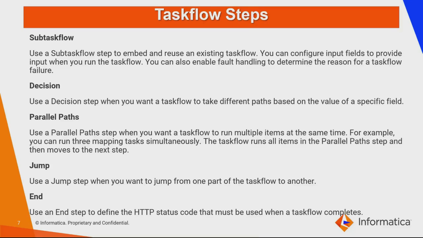Next is jump step. Jump step is similar to a go-to statement in programming, to pass the control to a particular statement in code. The jump step in a task flow helps you to jump from one part of the task flow to another. Next is end step. Use the end step to define the HTTP status code that must be used when a task flow completes. This gives a logical closure to each and every path of a task flow and sets the completion of a task flow.